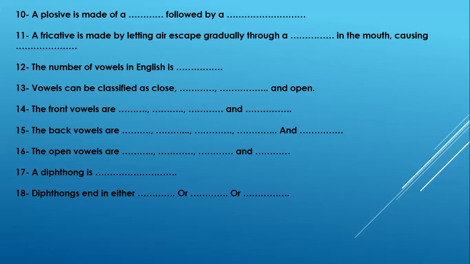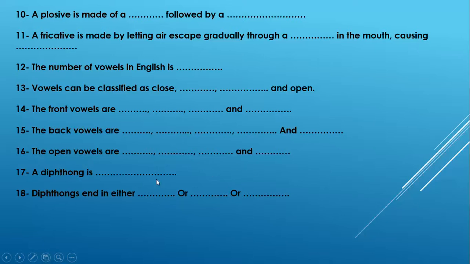Okay, number 14, the front vowels, we've got four front vowels. What are they? Okay. The back vowels are, we've got five back vowels. What are they? I want you to identify them. Okay. How about the open vowels? What are open vowels here?